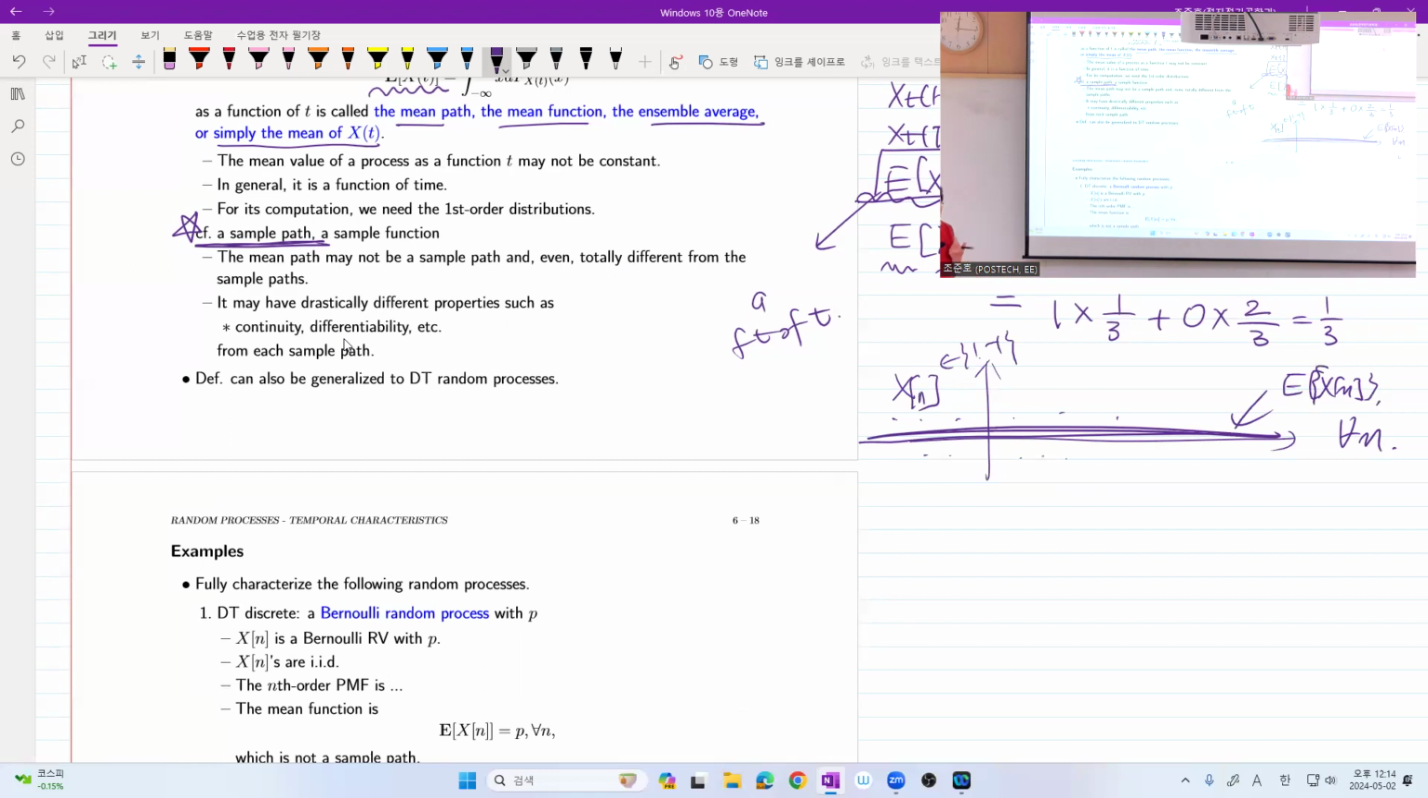mean paths can be drastically different from all the sample paths. And not just the shape as a mathematical property, its continuity may be totally different. Its differentiability could be totally different from the sample paths. For example, the sample paths may consist of very smooth functions, but the mean path may be discontinuous. Got it? So you must be careful.